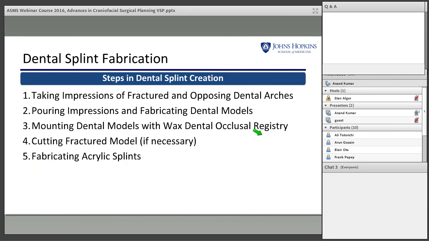So what are the steps in dental splint creation? Most people tuning into this webinar really realize that this is a labor-intensive process, with the taking of impressions, the pouring of the impressions, and fabricating of the dental models, the mounting of these models, followed by dental occlusion registry, and later cutting of the models, moving them into the right position, and later fabricating acrylic splints to act as guides for facial skeletal segment motion, right?